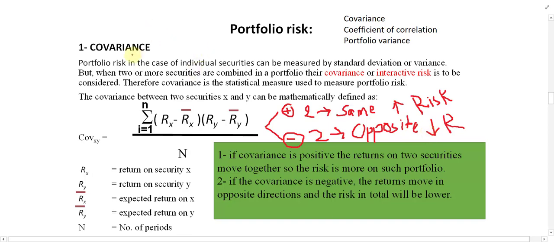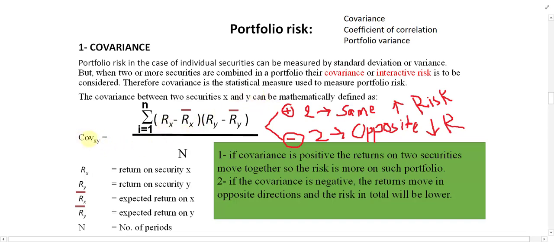So simply we can say, what is covariance? Covariance is one of the techniques used to measure the risk of the project, the risk of the investments, or the risk of the portfolio. And we can calculate it through this formula. Let us say, for example, we have two securities, security X and security Y.